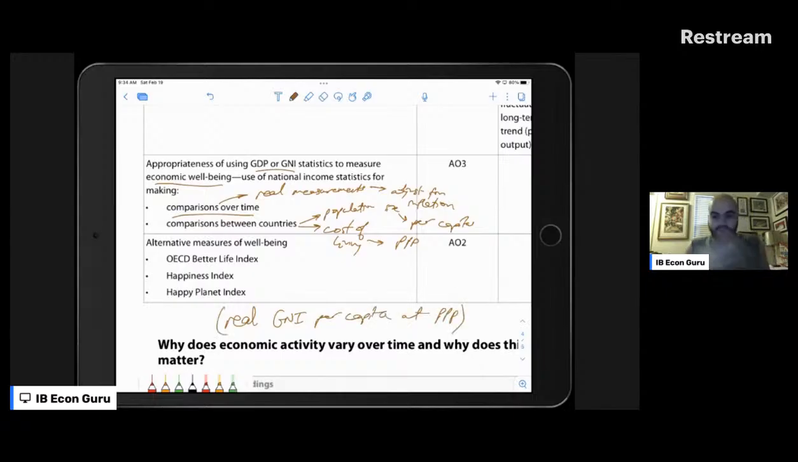This basically, you have adjusted for citizens, right? You have adjusted for population, you have adjusted for inflation and cost of living. So real GNI per capita at PPP is really the one that gives us the most accurate way of comparing between countries.